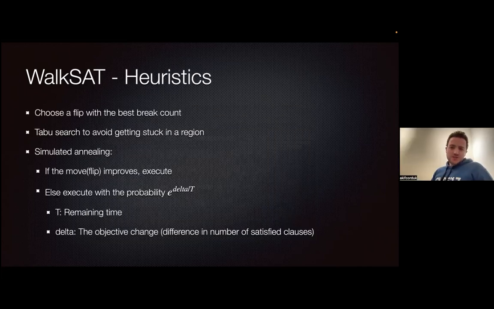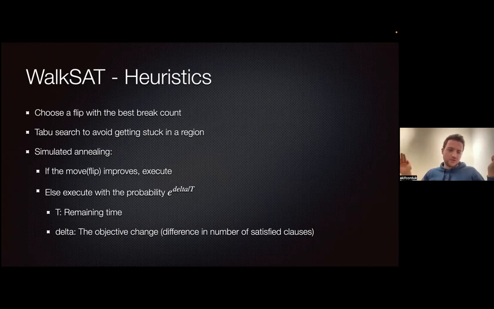So what additional heuristics do we have? For choosing the best, we choose the best break count. We use taboo search to avoid getting stuck in a particular region. So this is the flipping back and forth concept that I mentioned before. Taboo search is basically keeping a list of moves that we have executed, so a list of variable flips that we have done.